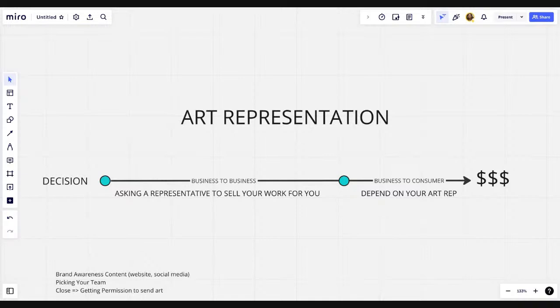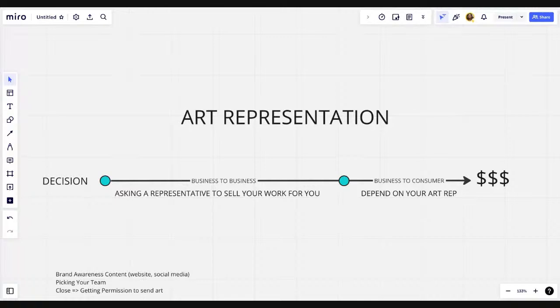Okay, so when we choose art representation, we're choosing to work in both business to business as well as business to consumer. Okay, so I know that working in the business world, you've heard business to business, right? That's when two businesses work together and form a relationship, versus business to consumer is when a business works with the person who's actually going to use your product. Okay, that's your art lover. That's the person who's going to actually put your piece of artwork in their favorite space.